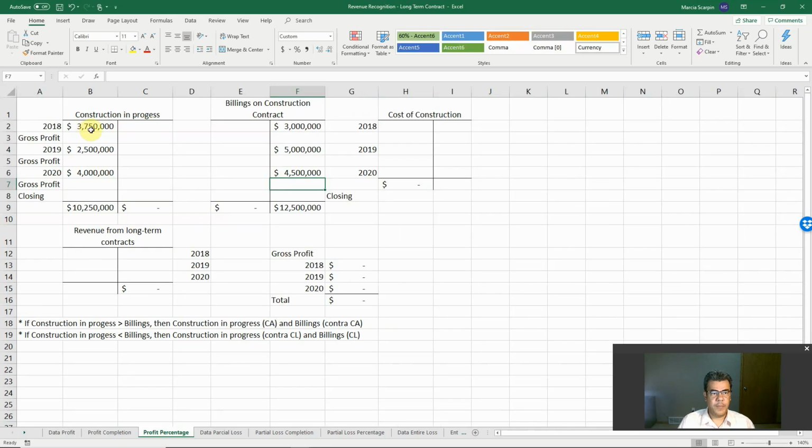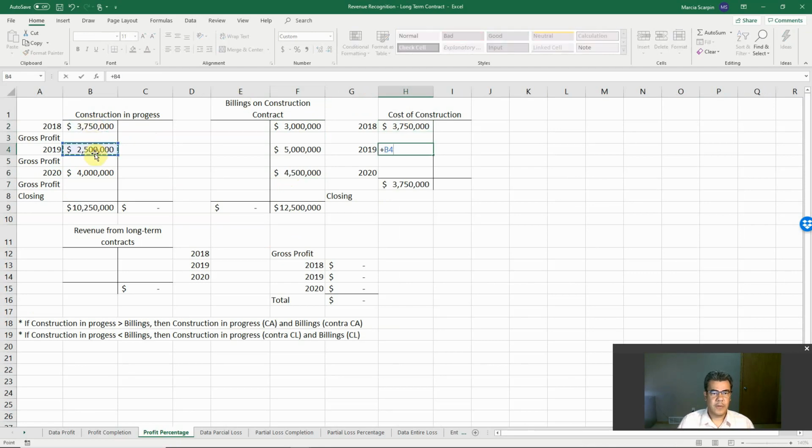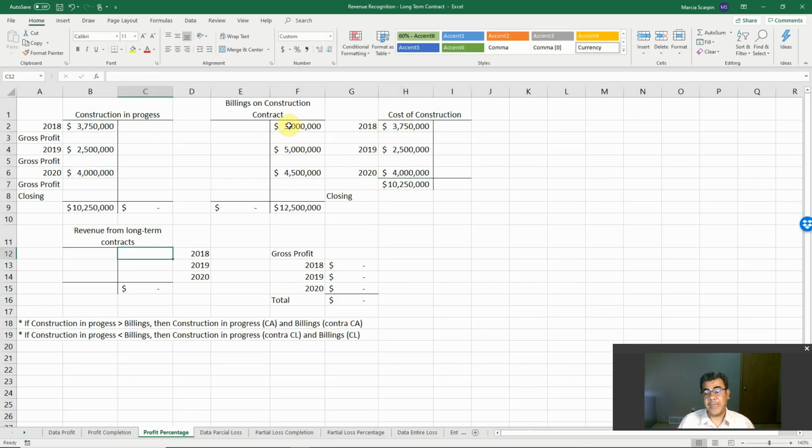Our credit will be here, cash or accounts payable. Here, debit cash or accounts receivable. The cost of construction will be the same as construction in progress. This is our cost, so no problem. The problem is our revenue. The revenue is not our billings. This is the period revenue.